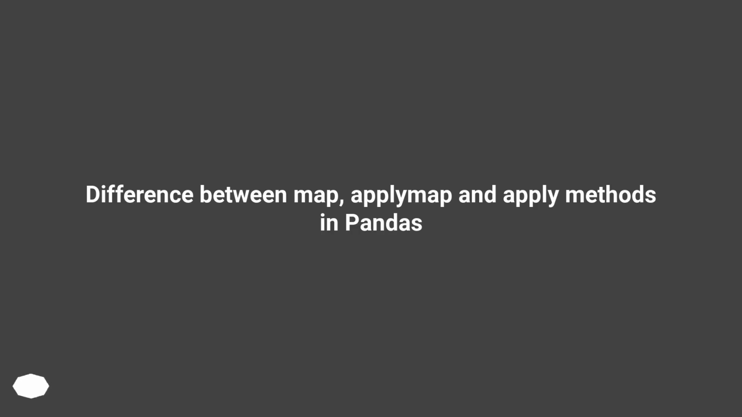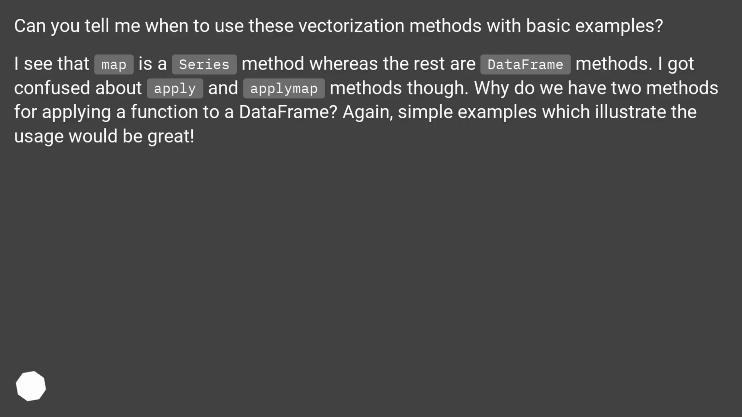Difference between map, applymap and apply methods in Pandas. Can you tell me when to use these vectorization methods with basic examples? I see that map is a series method whereas the rest are data frame methods. I got confused about apply and applymap methods though. Why do we have two methods for applying a function to a data frame? Again, simple examples which illustrate the usage would be great.